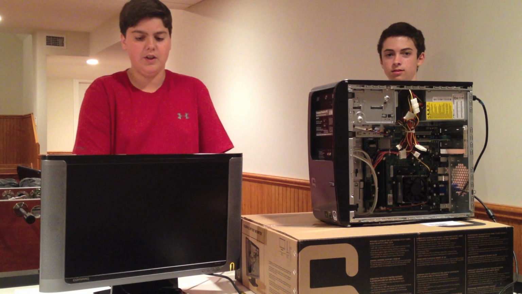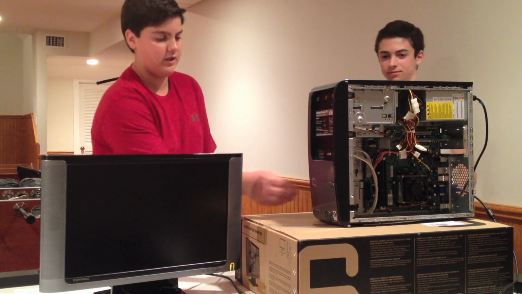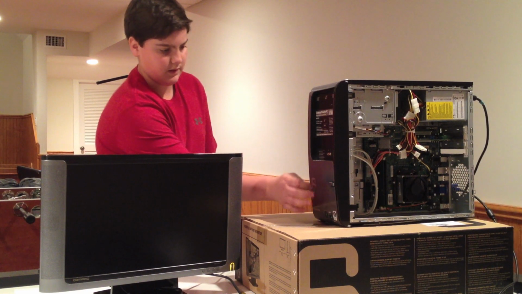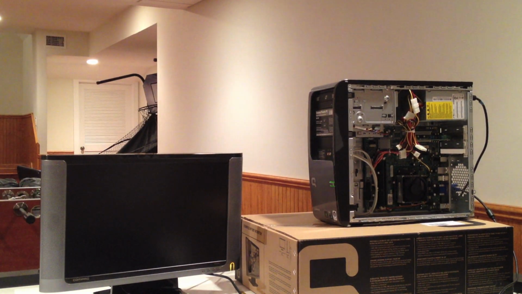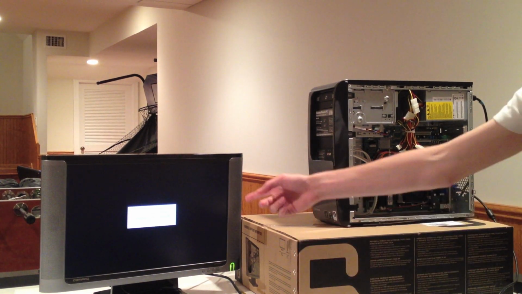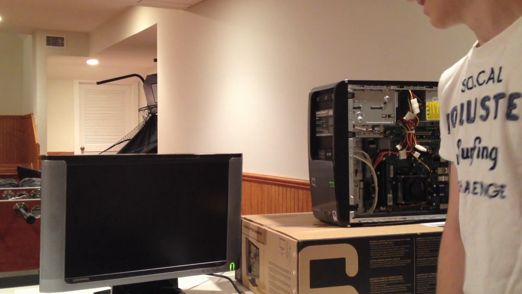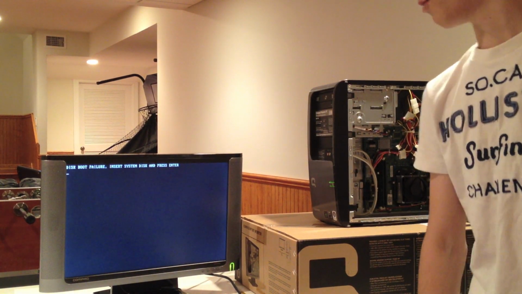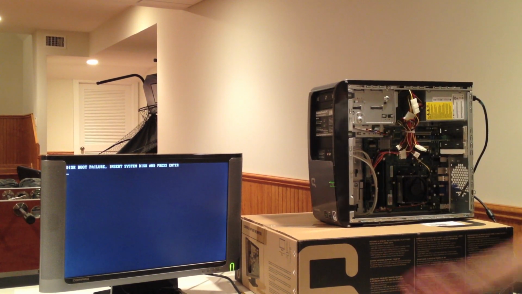Moment of truth. We have the monitor screen on, and we are now going to press the power switch. Fans are spinning. Should be some signal on the screen. There we go. Here it is. The computer's up and running. Now we're not installing an operating system, so it should automatically shut off, or should it stay at this screen.